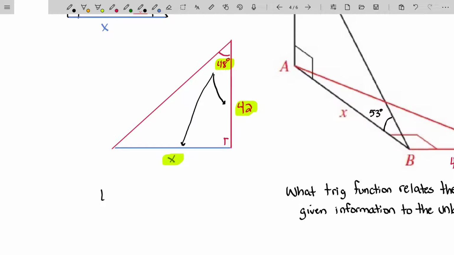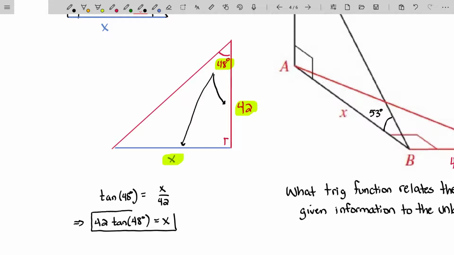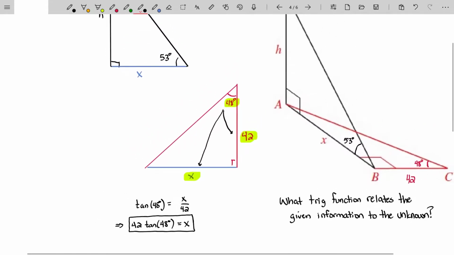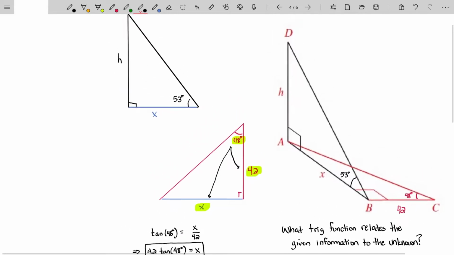Therefore, we know that the tangent of 48 degrees must be X over 42. Or in other words, 42 times tangent of 48 degrees must equal X. Now, something that I tell my students is that this is called exact form. In other words, we have not grabbed a calculator, and it's good to leave it in exact form for the time being. We do not want to round that yet, because we're about to use it.